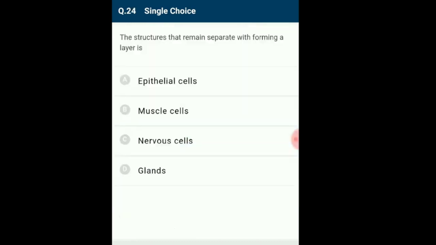Question number 24. The structures that remain separate without forming a layer are. Cells or neurons are the structural and functional units of the nervous system. These cells do not form any layer and are structurally separated by getting associated with the auxiliary cells. So the answer for this question is option C, nerve cells.